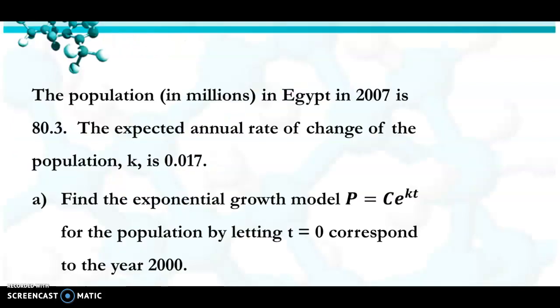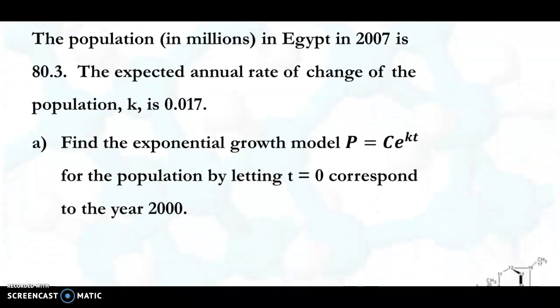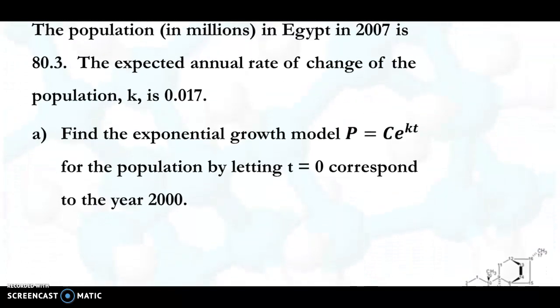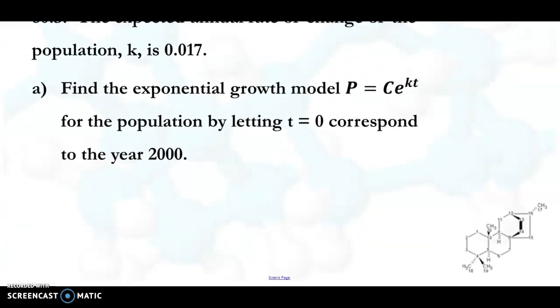Next, the population in millions in Egypt in 2007 is 80.3 million. The expected annual rate of change of population, k, is 0.017. Find the exponential growth model, P is equal to C e to the kt, for the population by letting t is equal to 0 correspond to the year 2000. So with that being said, we want to know, what's the initial amount at the year 2000? So we know 7 years after the fact that our population is 80.3 million.